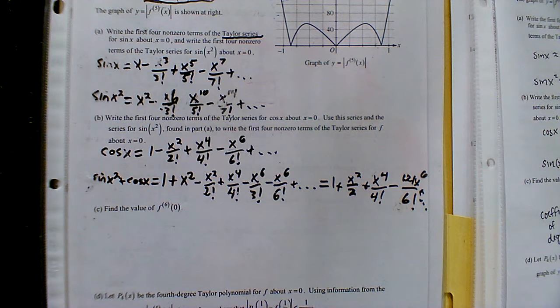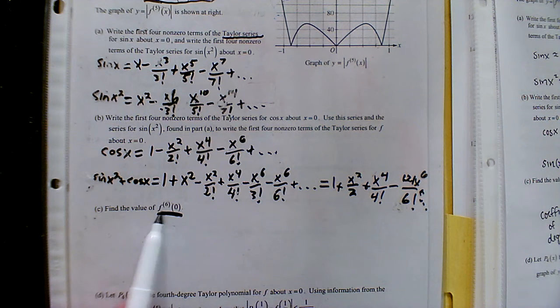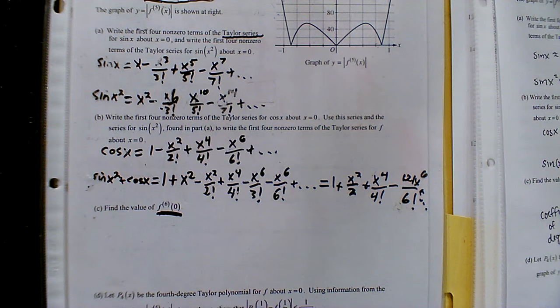All right, and I think that's all they're asking for part B. Are we good with that? All right, so now part C. They want you to find the value of f6 of 0. So what are they really asking there? What does that mean? When they're asking for this, what actually are they asking about? Think about the Taylor polynomials, all the sections we've covered. What are they actually asking for there?